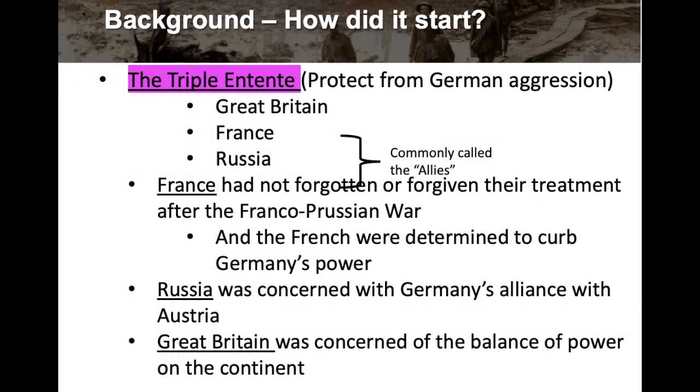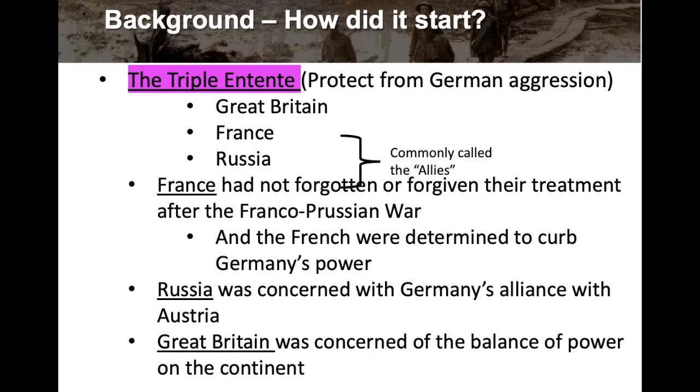The next alliance we're going to talk about is the Triple Entente. The Triple Entente is an alliance to protect against German aggression. Great Britain, France, and Russia join together, and they're commonly called the Allies. So you have the Central Powers, and then you have the Allies. These three come together to protect against German aggression, which is basically the Central Powers. Germany is the most powerful in the Central Powers.